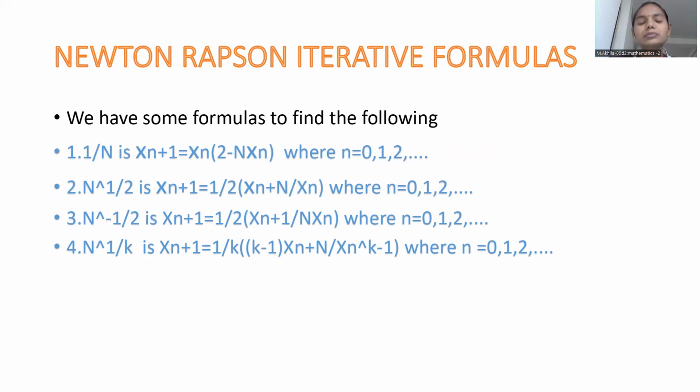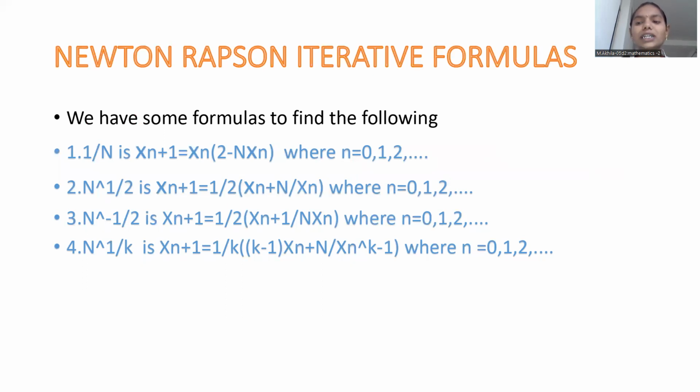Let us know some extra formulas present in the Newton-Raphson method. These formulas are called Newton-Raphson iterative formulas. They are used to find the reciprocal of a number, the square root of a number, the reciprocal of the square root of a number, and the kth root of a number.